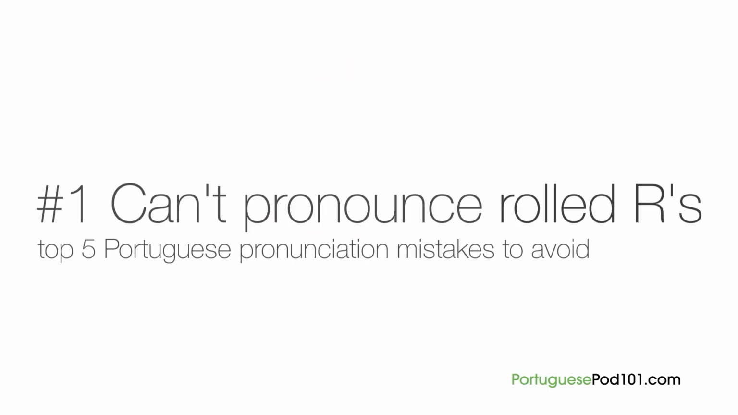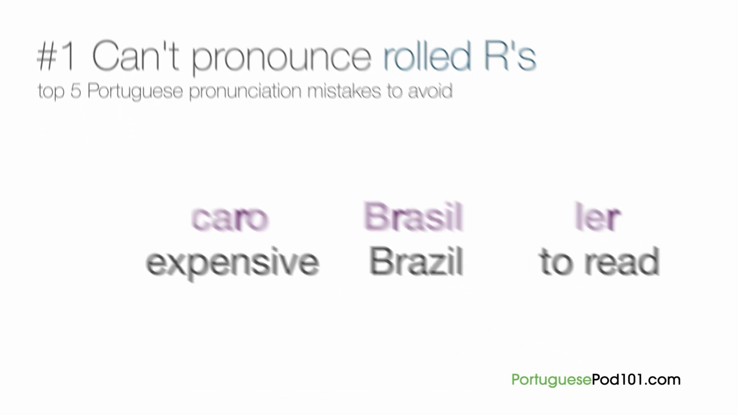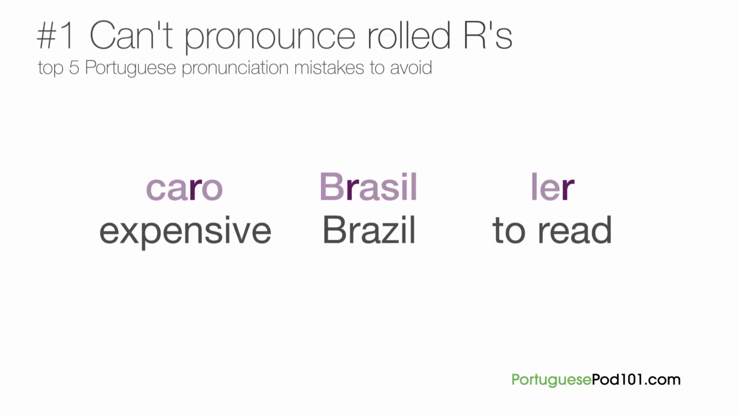Number 1. Can't pronounce rolled R's. For many Portuguese learners, pronouncing the rolled R can be a difficult task. Listen to some examples. Caro, Brasil, ler. The only way to solve this problem is to keep listening to native Portuguese speakers and practicing it yourself, or practicing with us.